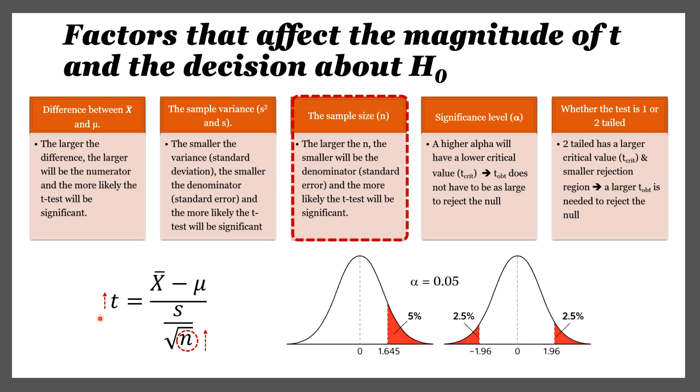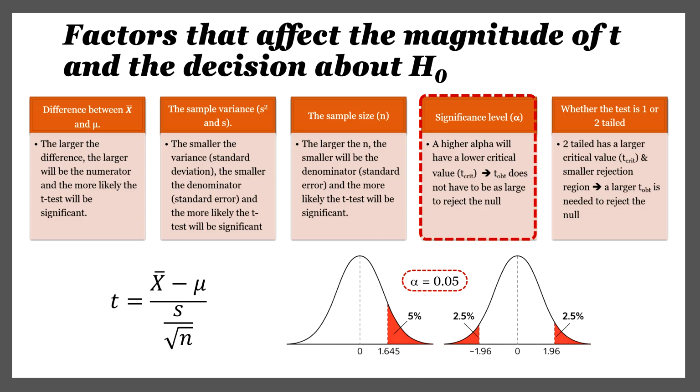And also, your sample size determines the degrees of freedom, which determine your critical values. And so having a larger sample size will shift your critical values in a favorable direction and make it easier for you to reject the null hypothesis.